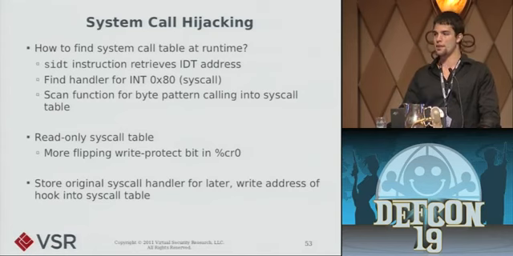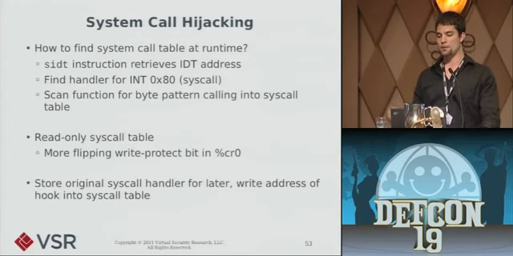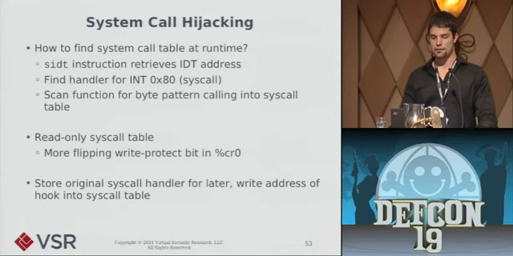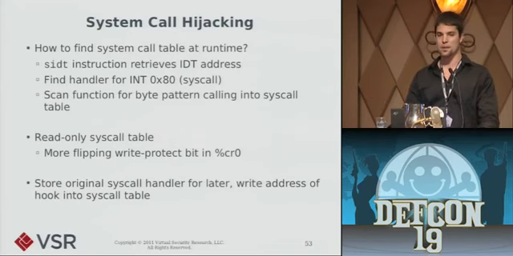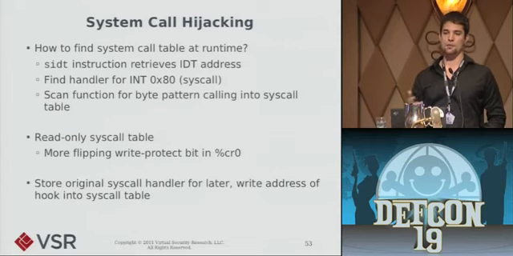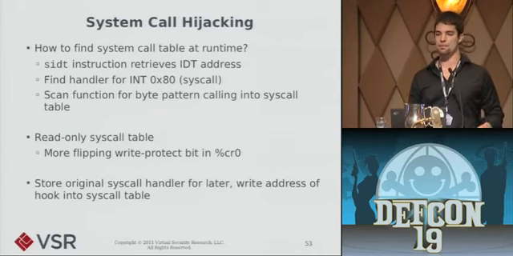I find the system call table at runtime by issuing an SIDT instruction, which is an x86 instruction that finds the base address of the interrupt descriptor table. And I just index into this table and pull out the handler for int 0x80, which is system call. So that's the entry code for what happens when you make a system call. I scan this function for a byte pattern indicating it's making a call into another table, and this other table is the system call table. So you do that, now I know where the system call table is. And the system call table is essentially a table of function pointers that represent handlers for what happens when you make a system call, like close or open, et cetera.